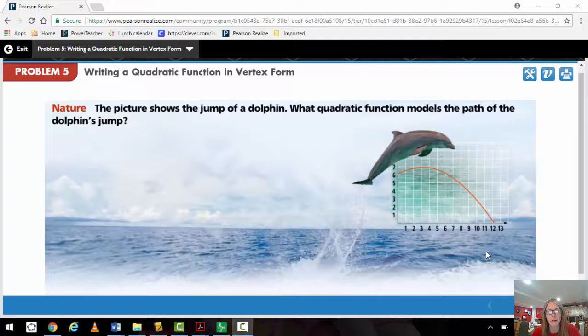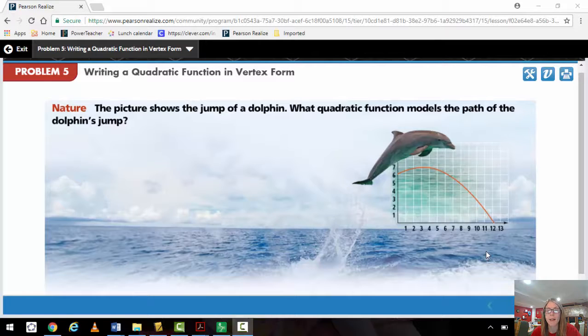So far, we have learned vertex form for quadratic functions, and we've been able to identify our vertex, axis of symmetry, and a few other things from our equation, and we've also graphed our quadratics that are in vertex form. Now we're going to go the other way.